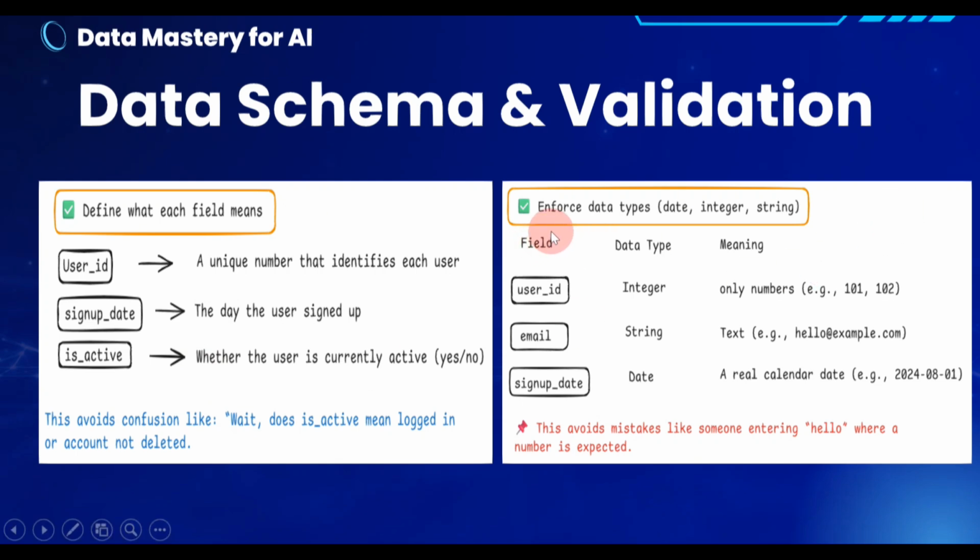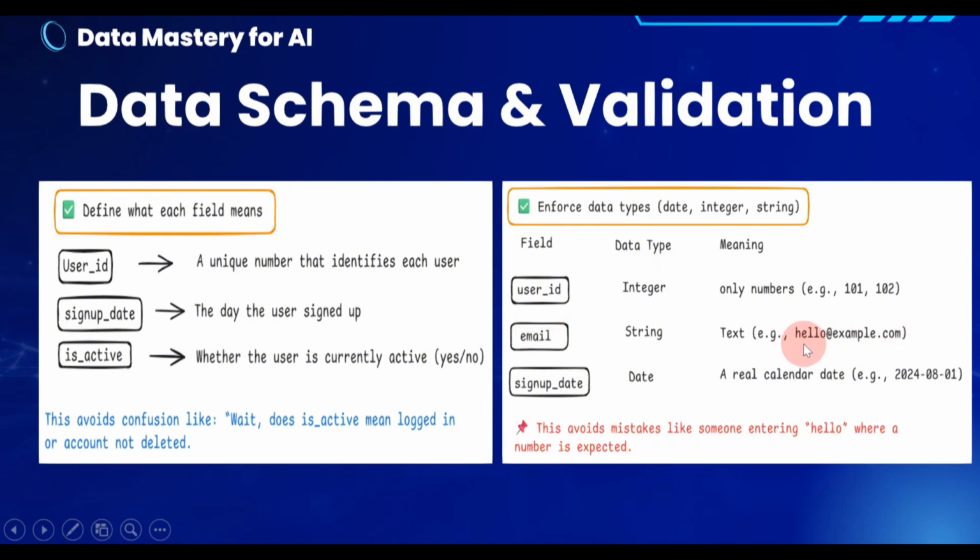Now let's talk about enforcing data types: date, integer and string. Mainly I am highlighting here, and bringing your attention to identifying the data types. Now in the table, there are three different fields. User ID has numerical values like 101 or 102, and since they are numerical values, we can say that the data type is integer.